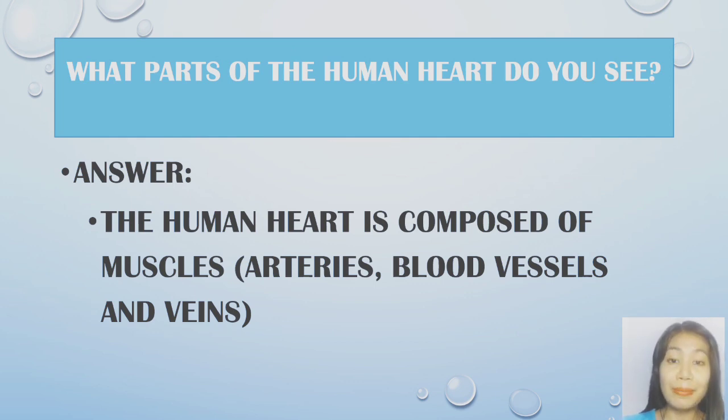Okay, so imagine a human heart. I know that all of you have seen a human heart. So what do you think are the parts of the human heart? Okay, so the human heart is composed of muscles, arteries, blood vessels, and veins.